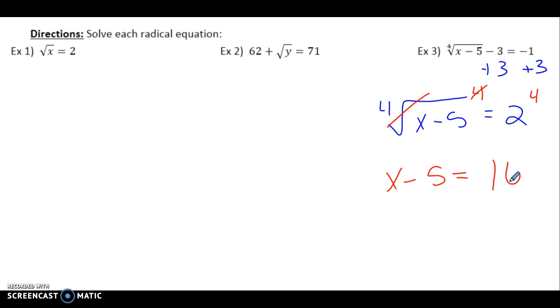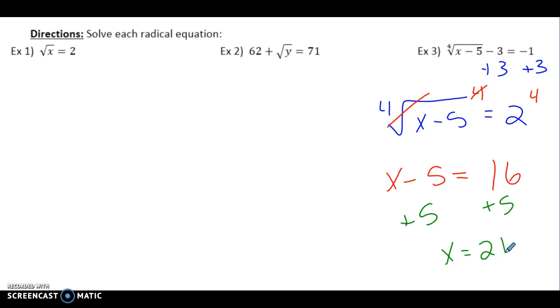And you can use your powers chart. So on your tests, a problem like this would be on the no calculator portion. So if you needed to know what 2 to the fourth power is on your powers chart, you go to the 2 to the fourth column, and that's it, right? So now what's the last step? Now the last step was to continue solving. So what's the last thing I have to do? Add 5. So x equals 21.